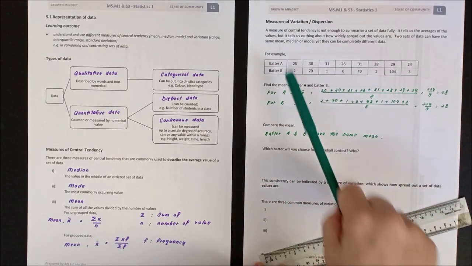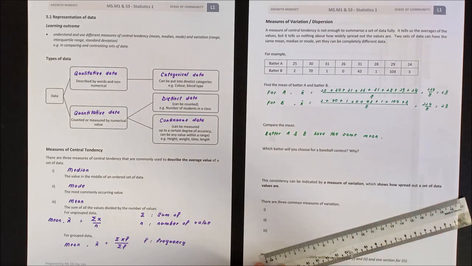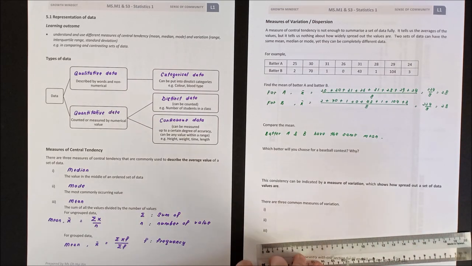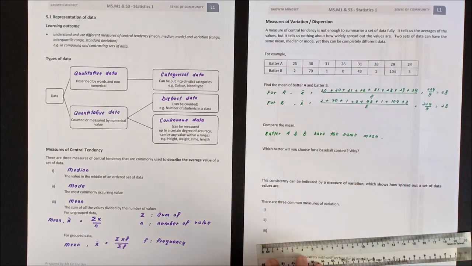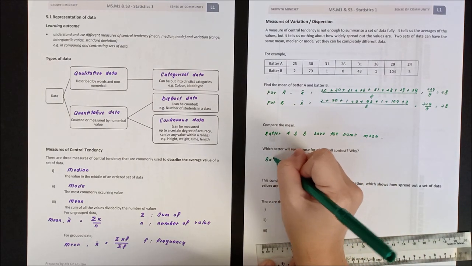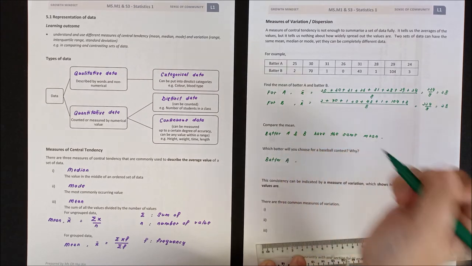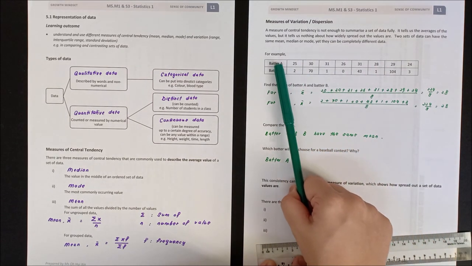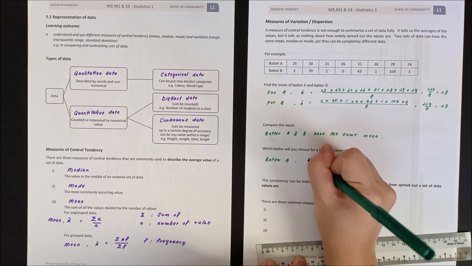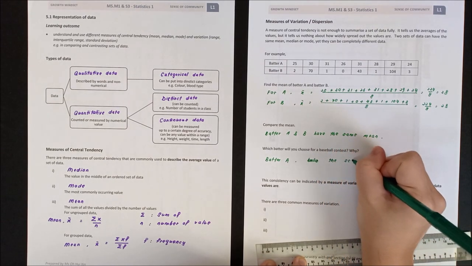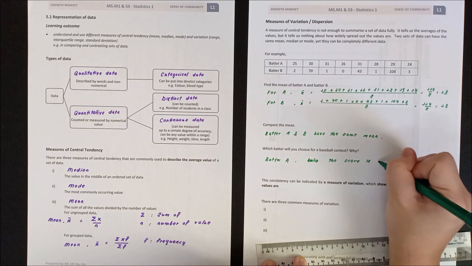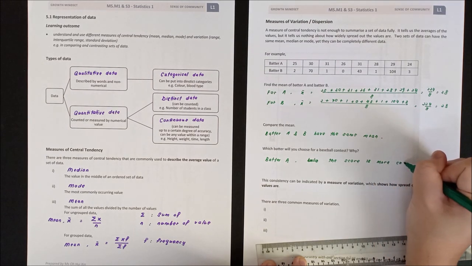But the question now becomes like this. If between A and B you're going to choose one butter for a baseball contest, which one will you choose? Since they actually have the same mean, so-called average, but you have two choices here, by looking at this set of data, which one will you choose? I think it's quite obvious that you will choose butter A. Why is that? Because the performance of this butter is more consistent, if compared to butter B.